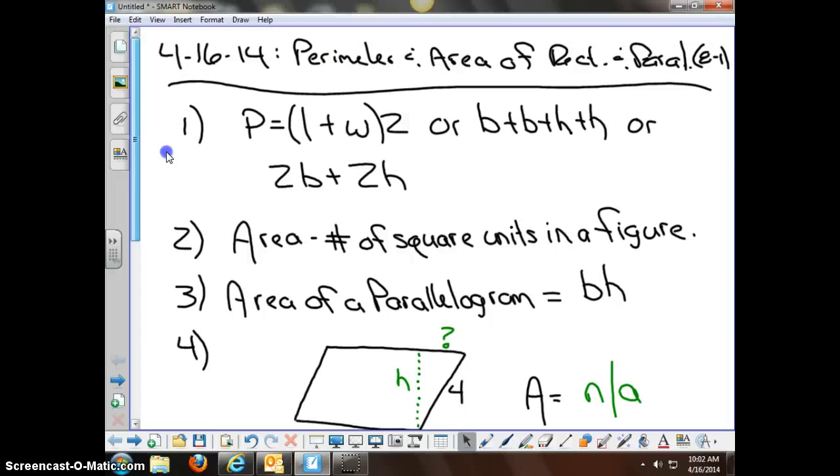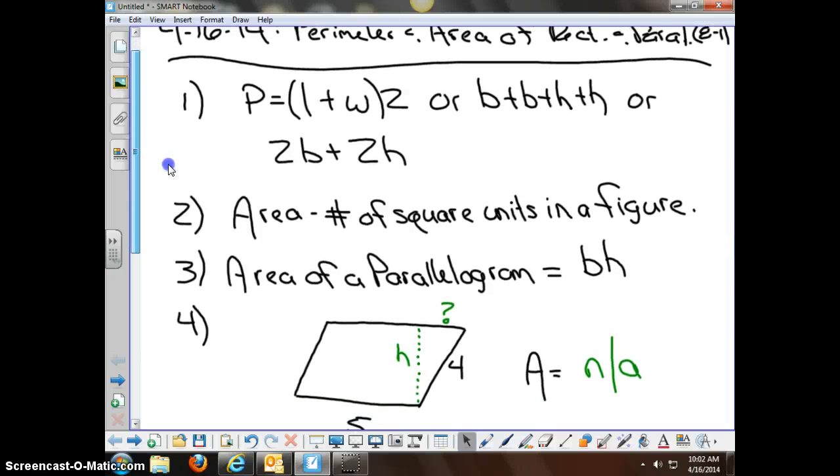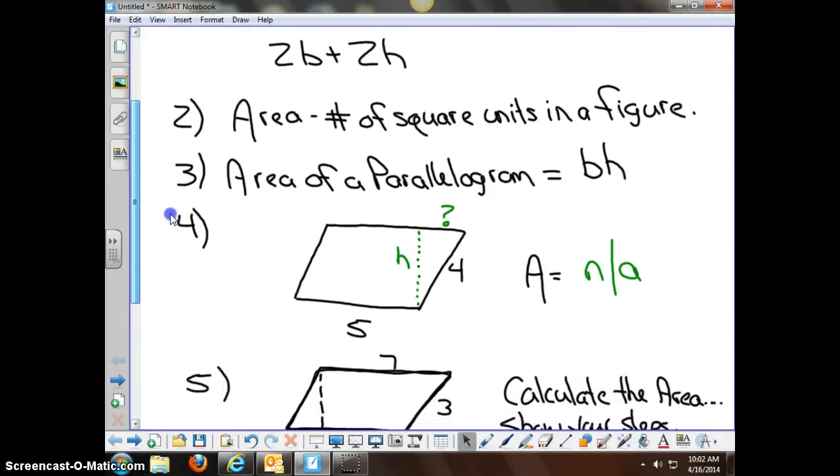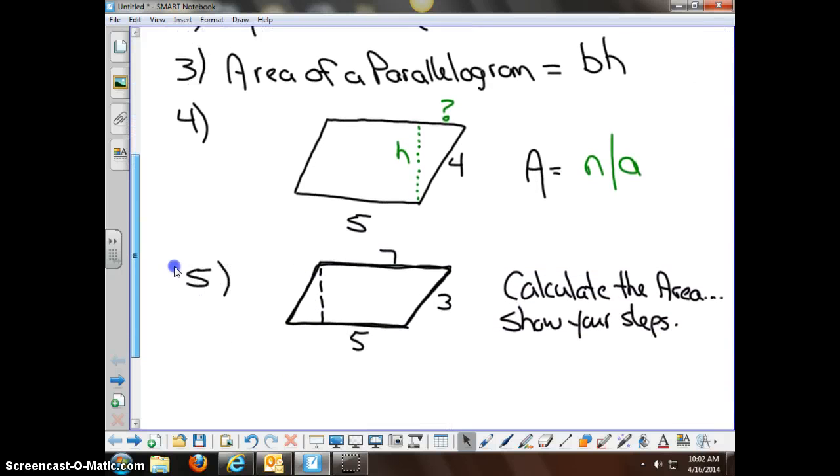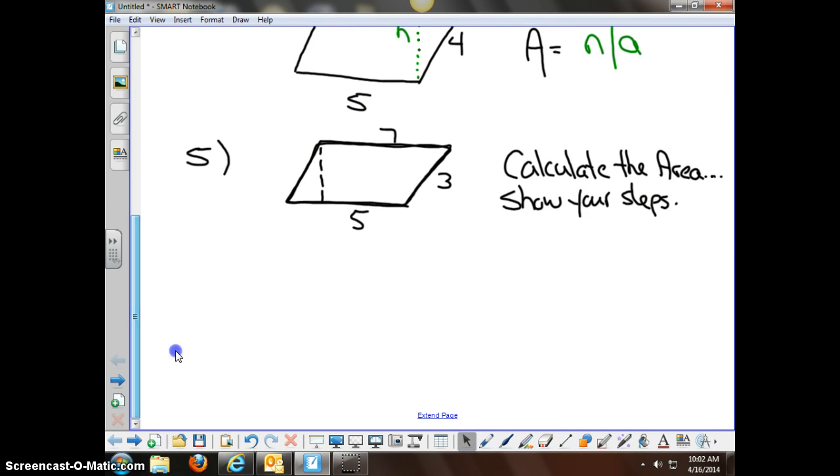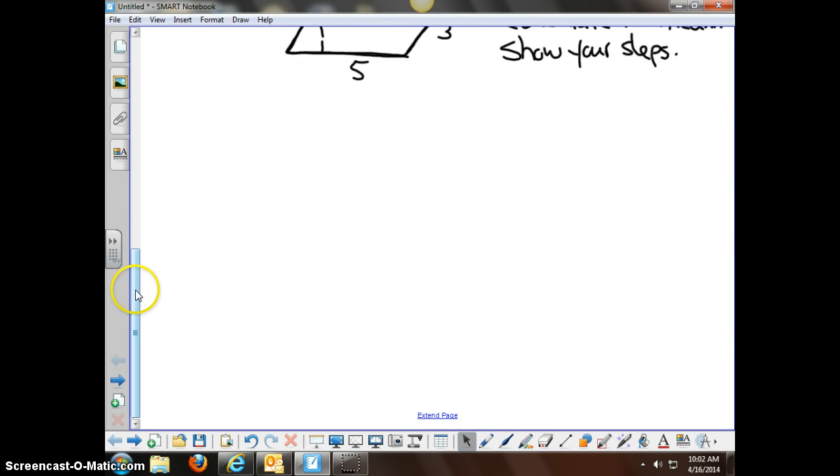We're doing perimeter and area of rectangles and parallelograms. We know how to calculate perimeter. We didn't spend much time on that. We know the area of a parallelogram or of a rectangle is base times height or length times width, however you want to express that.